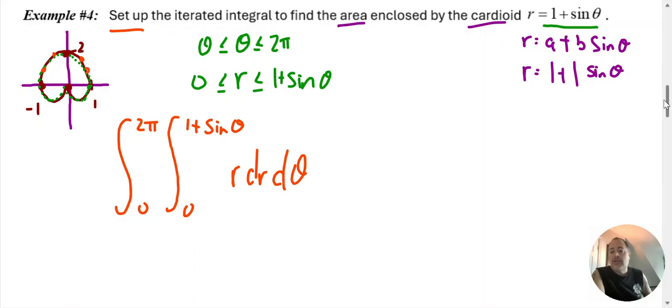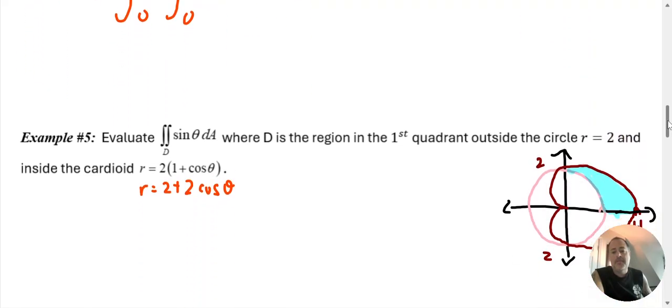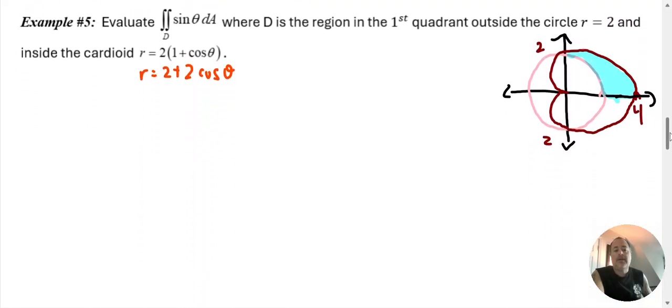To make it a little more interesting, let's do a more challenging problem. Look at question number 5, where we're asked to evaluate the double integral over D of sine of theta dA, where D is the region in the first quadrant outside the circle r equals 2 and inside the cardioid r equals 2 plus 2 cosine of theta, which is again our traditional way of writing cardioids.